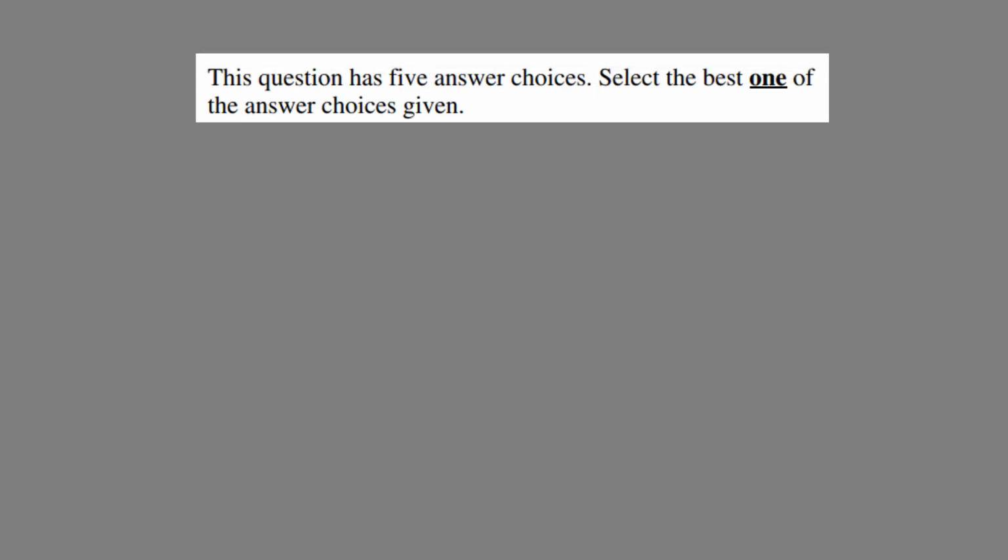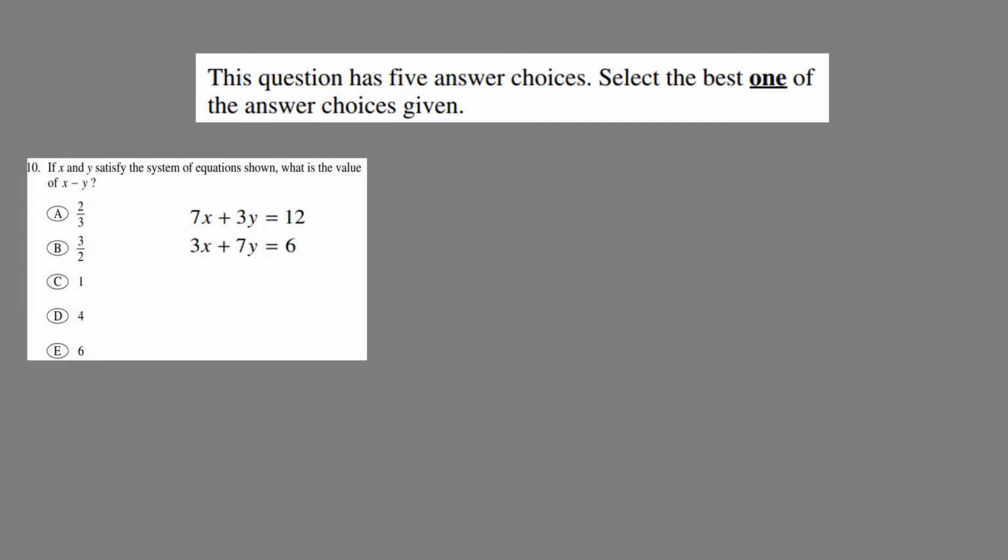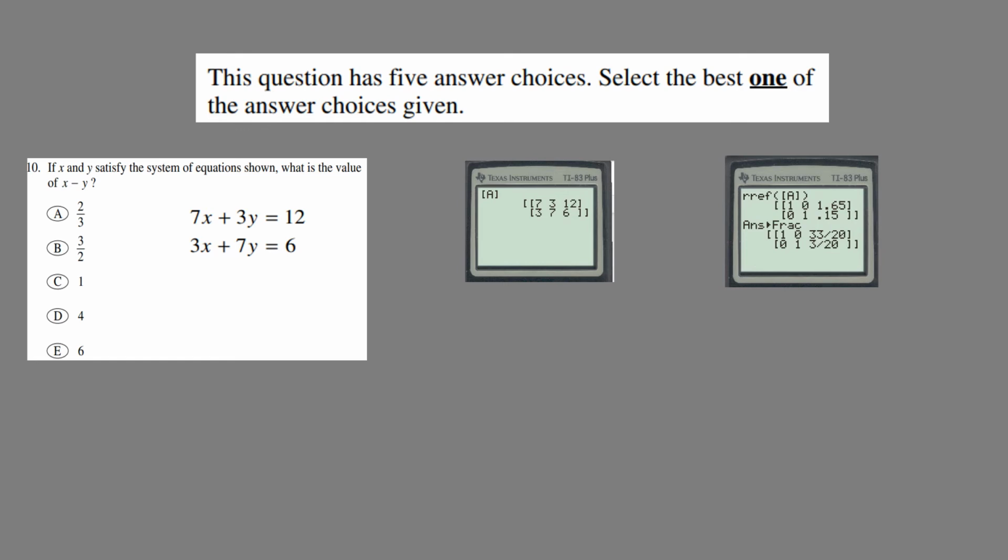Now in this set of questions, we have 5 answer choices. We have to select the best one out of those choices. The question is, if x and y satisfy the system of equations shown, what is the value of x minus y? So you have a system of linear equations. We have to solve for x and y. We can easily use our graphing calculator, the matrix reduced row echelon form, and you get the answer as 33 by 20 and 3 by 20. X is 33 by 20 and y is 3 by 20. So the difference x minus y will be 3 by 2, which is your answer B.